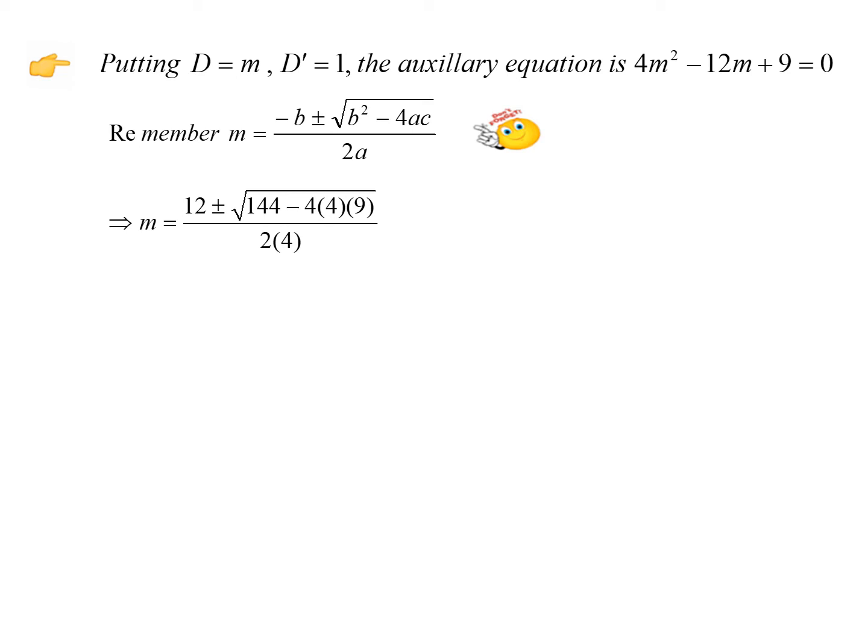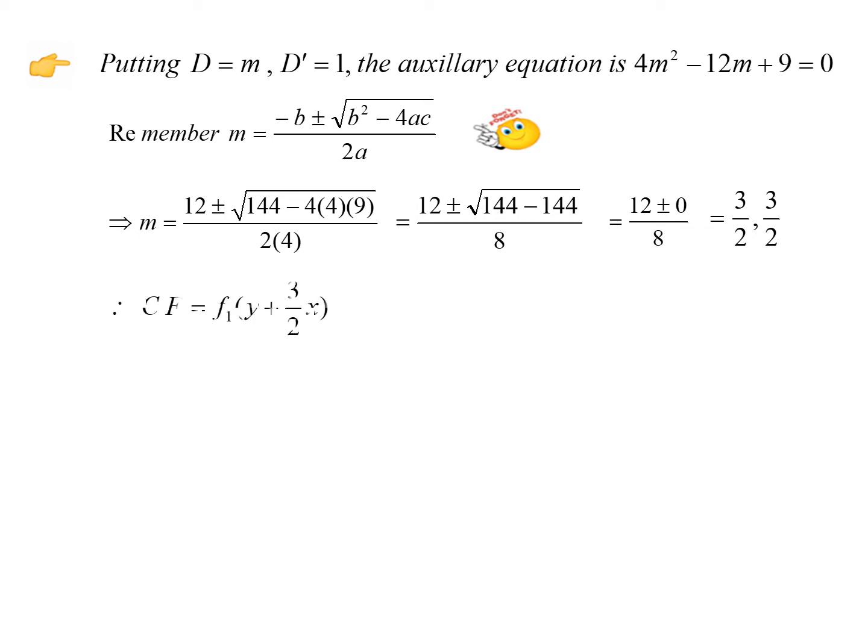4 into 4 into 9 divided by 2a. So 2 into 4. When you solve, you get 12 plus or minus 0 by 8. And whether it is 12 plus 0 or 12 minus 0, you are going to get the same answer. 12 by 8, that is 3 by 2, and 3 by 2, 2 times.